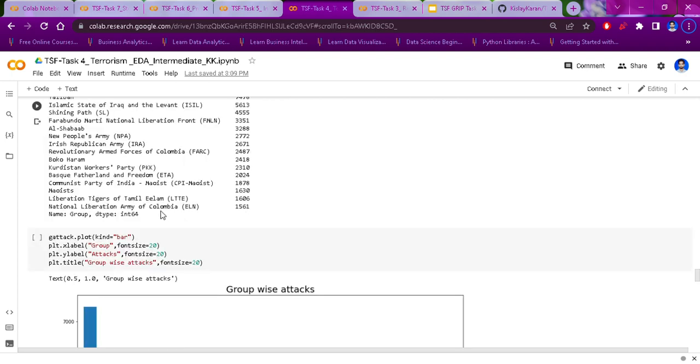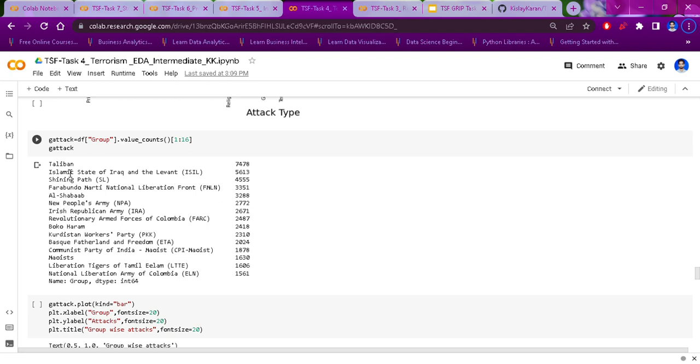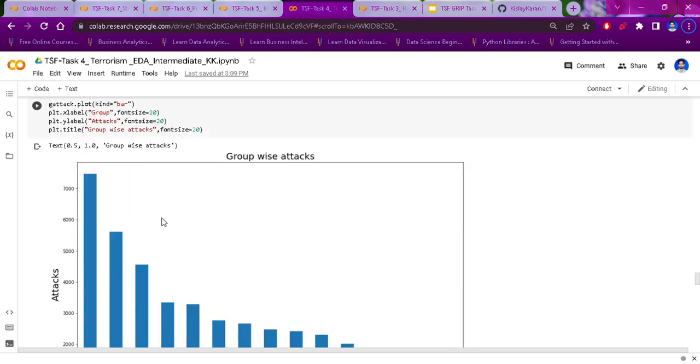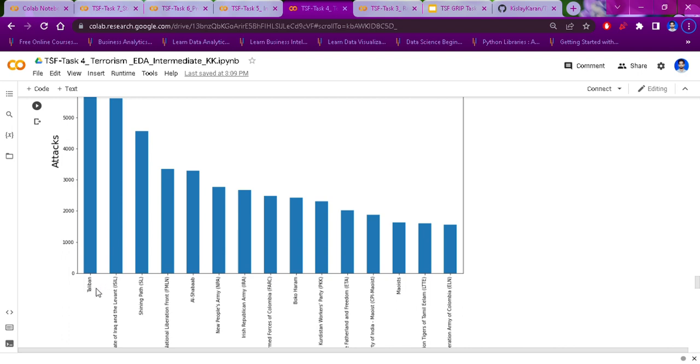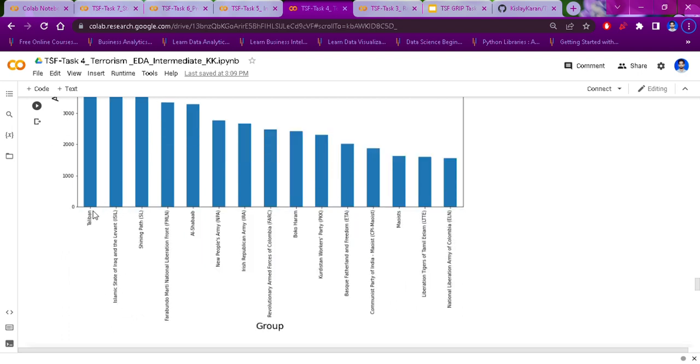Next is the data for the terror groups across the globe. The attack counts of the terror groups so far in the entire data set will be shown over here. Taliban has the highest number, 7,478 terror attacks performed, followed by ISIS, which operates basically in Syria and Iraq, and then Shining Path SL. So the count of attacks by the terror groups is over here. Taliban has the highest, followed by ISIS. Taliban operates in Afghanistan and ISIS operates in Syria and Iraq.